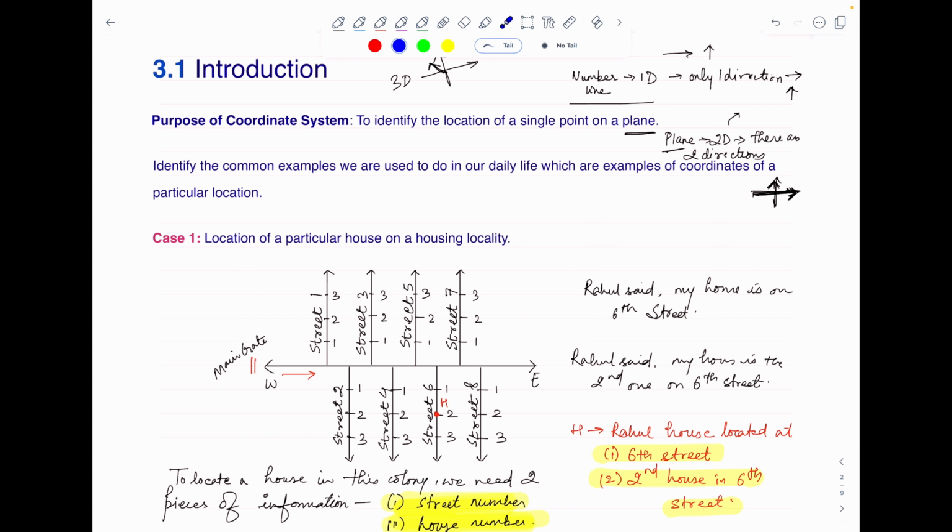So we checked that we need 2 pieces of information. First is the street number, the second is the house number. Without the 2 pieces of information, we cannot find a single house. With only the street number, we cannot find a house. With only the house number, we cannot find a house. We need both to find the location of the house.